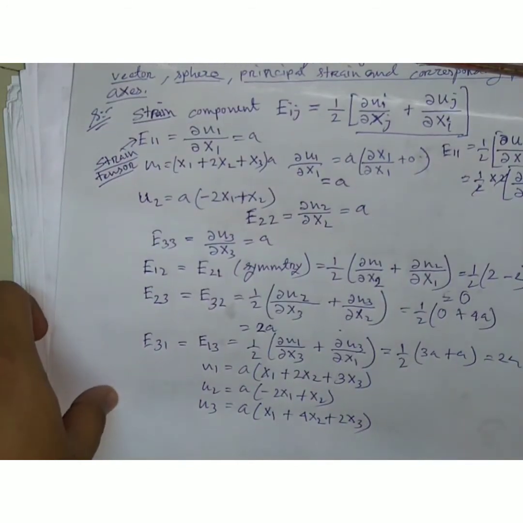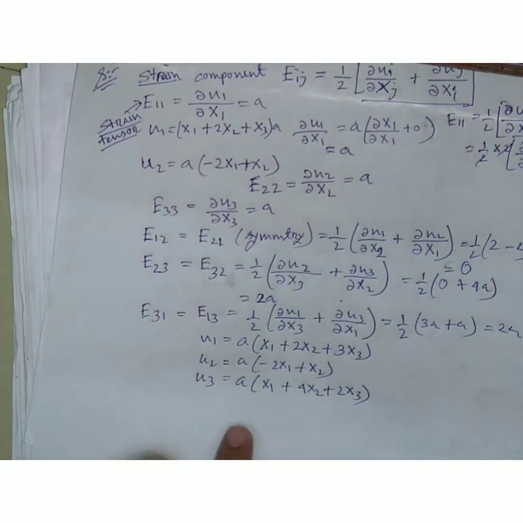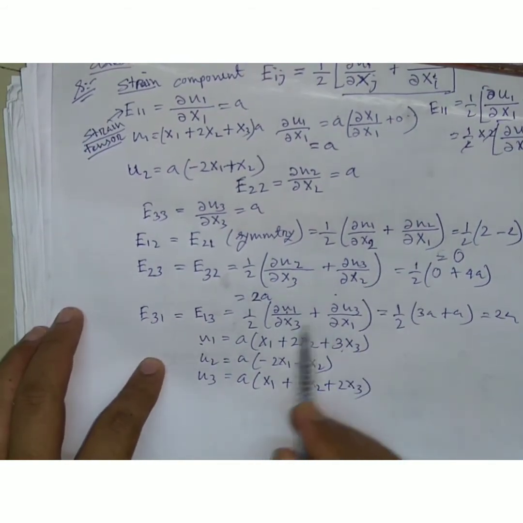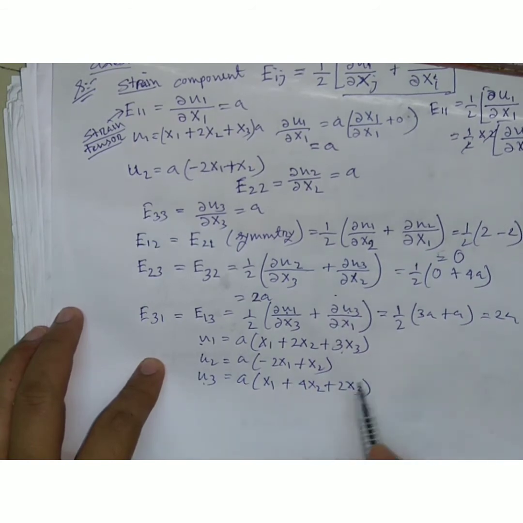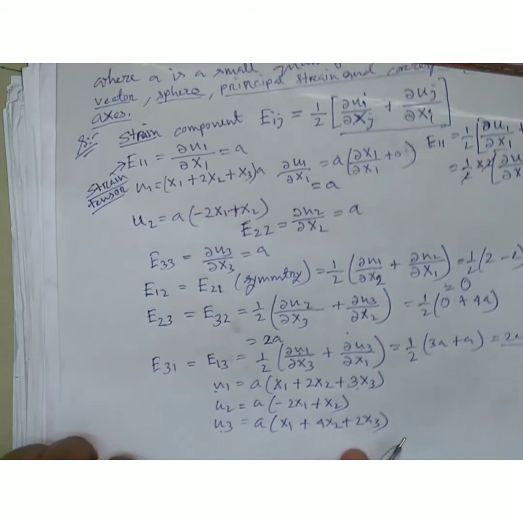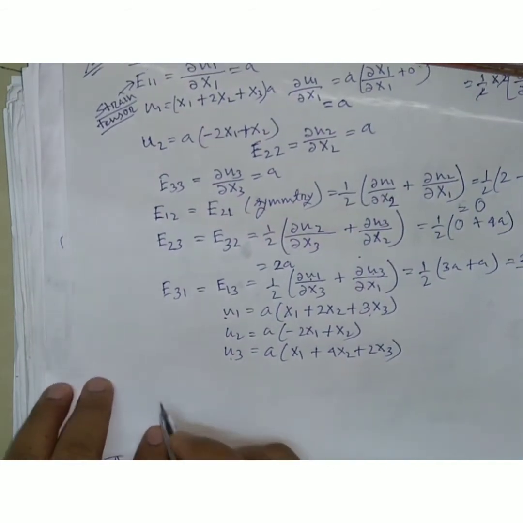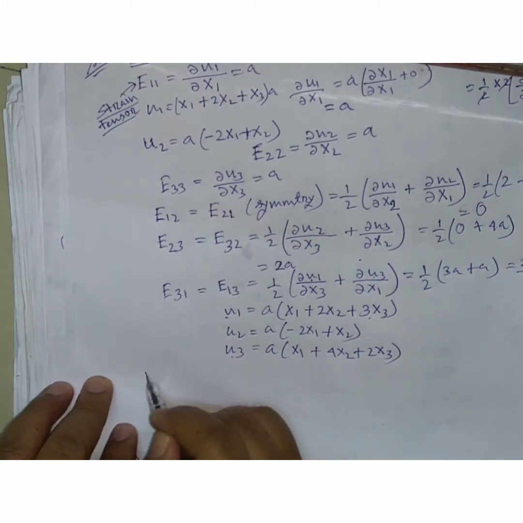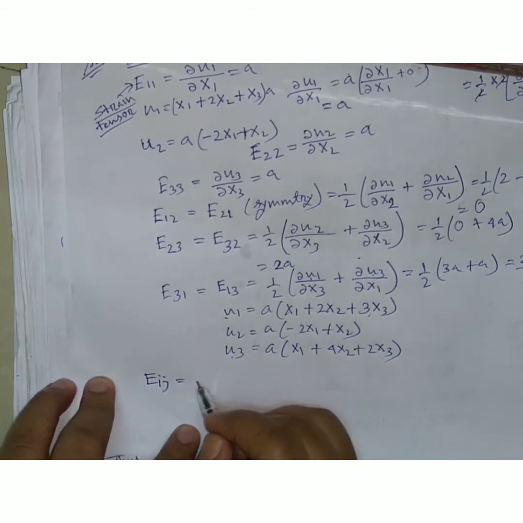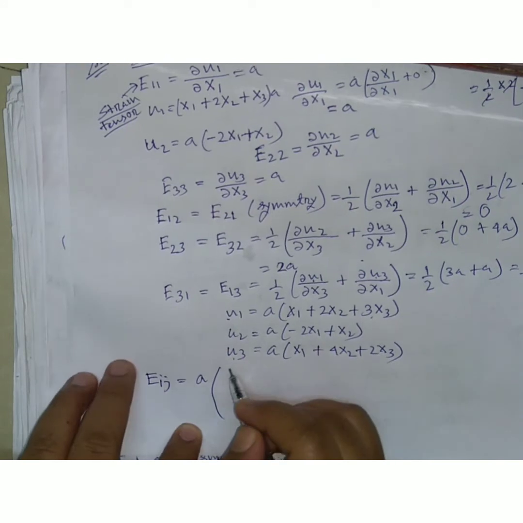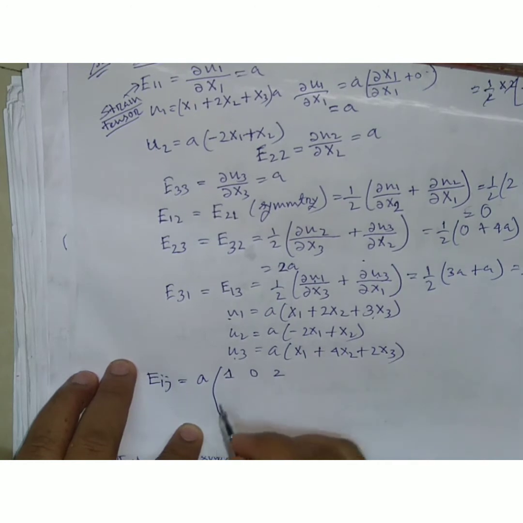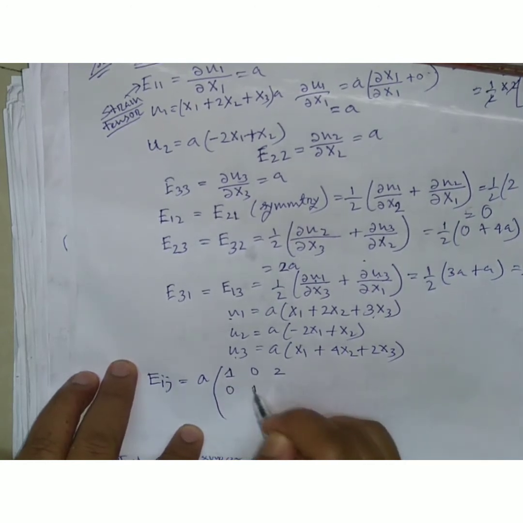This is the main fact, friends: del u3 divided by del x1 is equal to a, so whatever I get is 2a. Now the strain tensor can be represented as a matrix. Tensor is represented as a matrix, because as it is tensor calculus, it has a matrix representation.